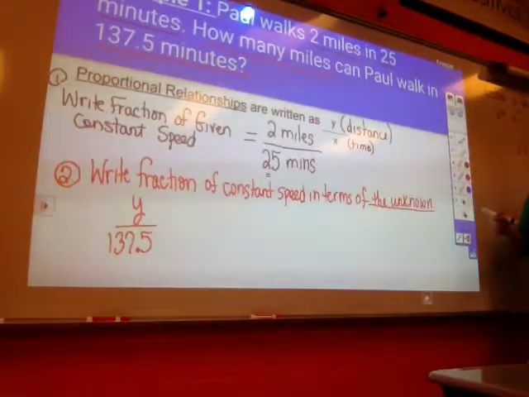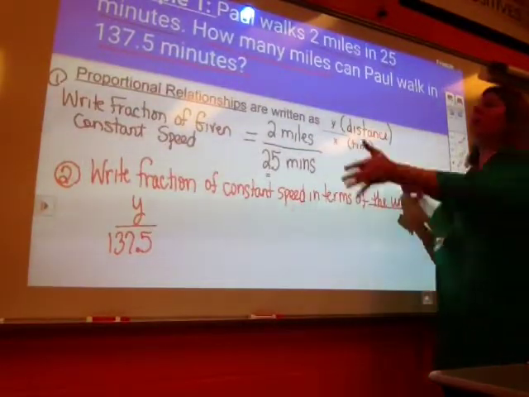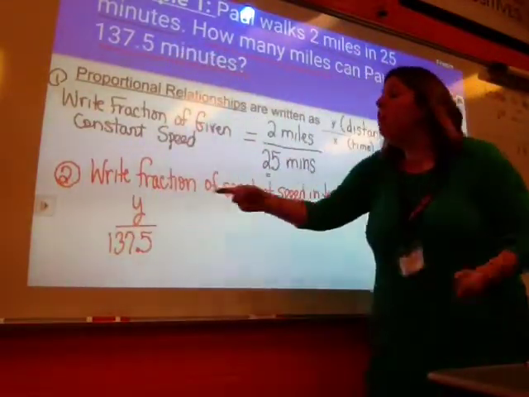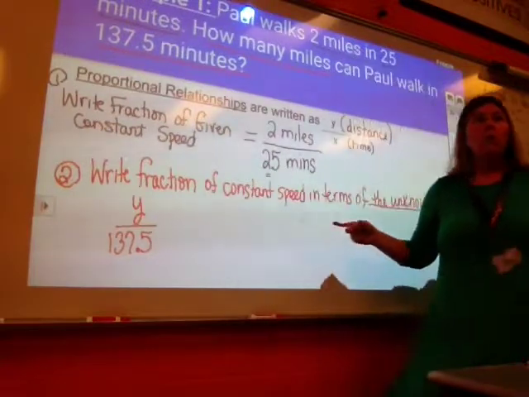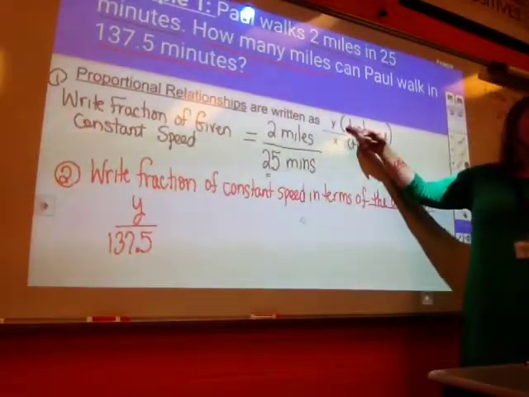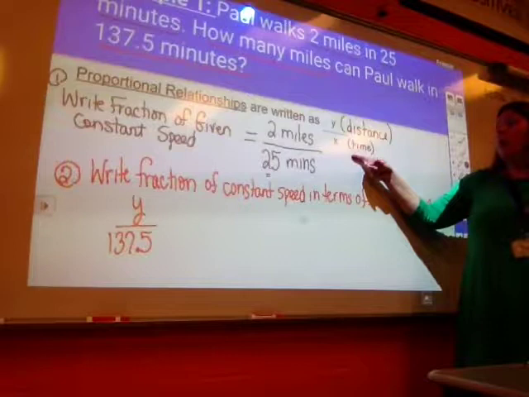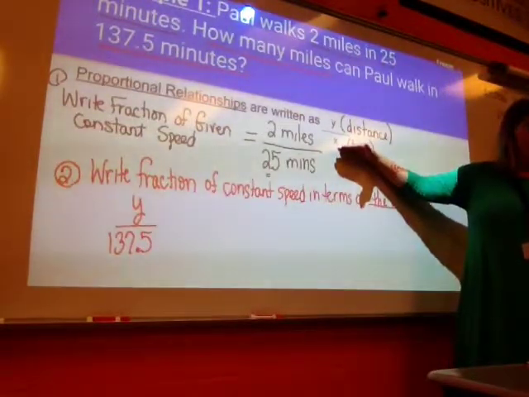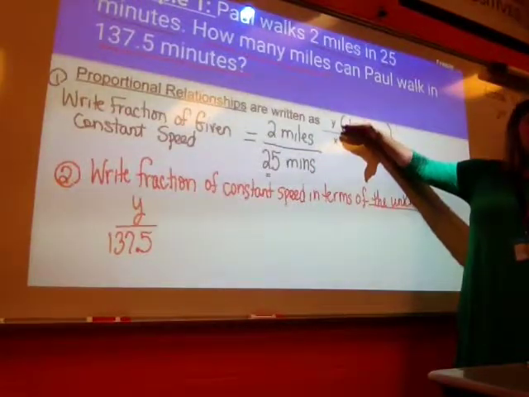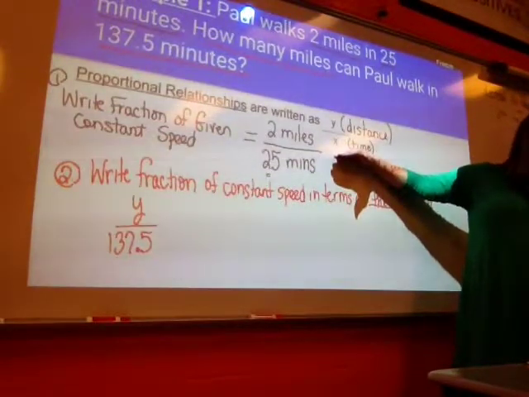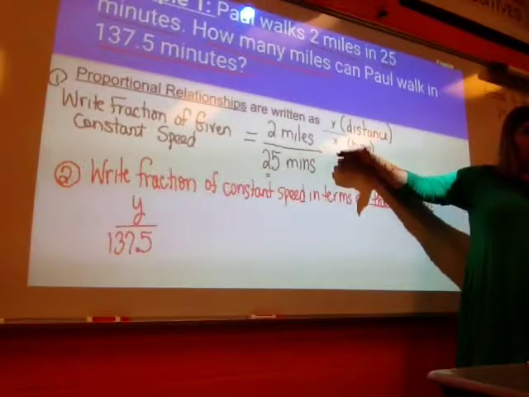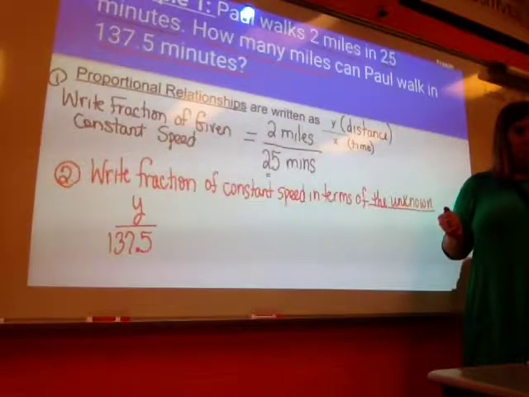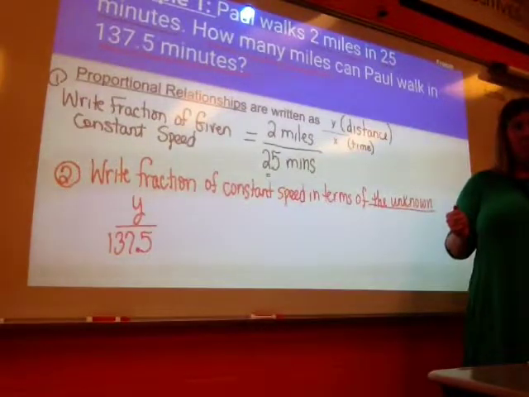Now, let me ask you this question. What if they had given us the miles, but not given us the minutes? Then which of these would we not have known? We would have known Y, but we wouldn't have known X. X still stays on the bottom. Y is going to always be on the top. X is going to always be on the bottom. We just fill in which ones we know and which ones we don't. You ready for step 3?